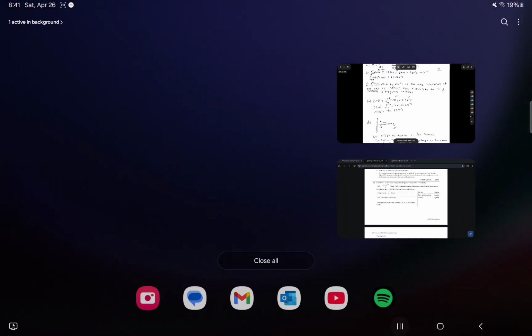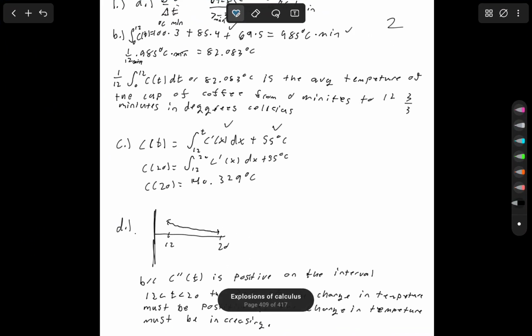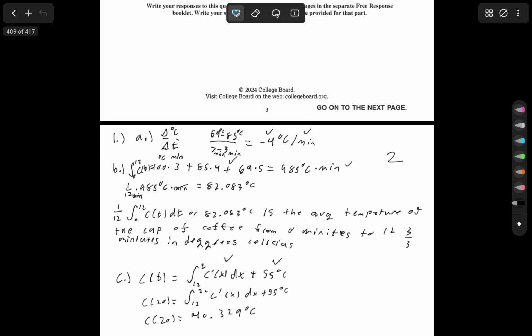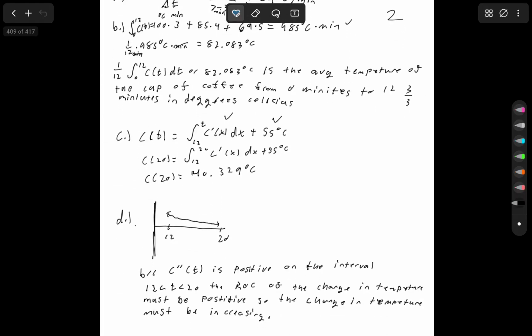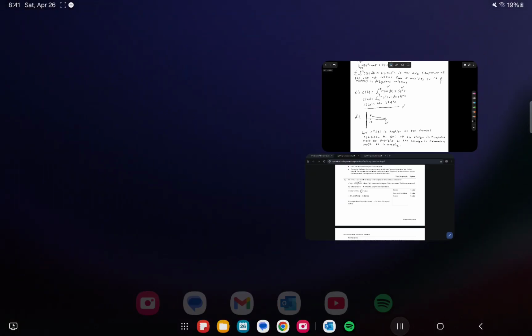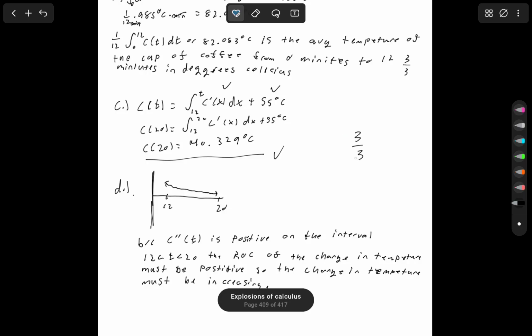Did we have to give an interpretation of that? The temperature of the coffee at t equals 20 is some number of degrees Celsius. The question says find the temperature. I think this would score just fine, just leaving that as a number. You don't have to write down a statement. So we would get another 3 out of 3 points.